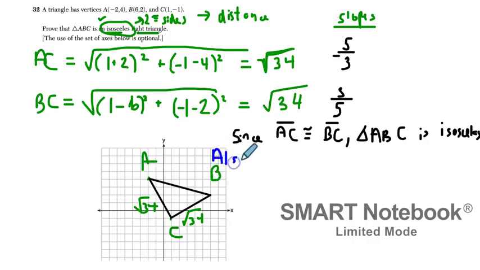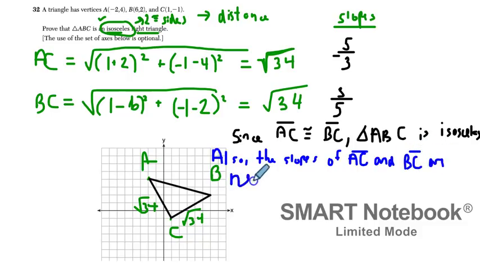Also, the slopes of AC and BC are negative reciprocals. I know this is painful that I'm writing so slow. If you're okay, I'm just going to type the rest. Thought I'd be cool and write it, but it's going to take too long. And I've got places to be.